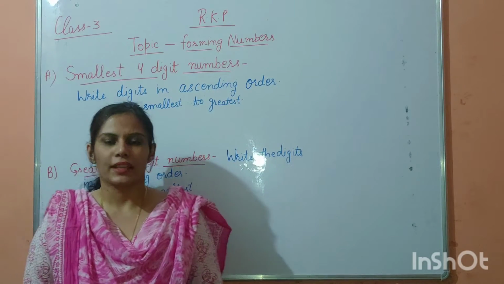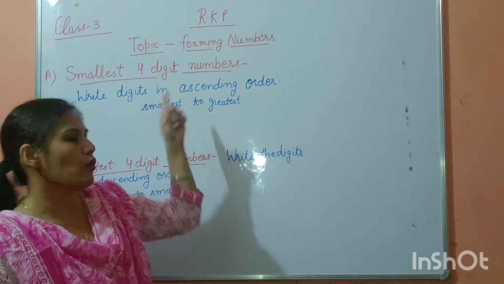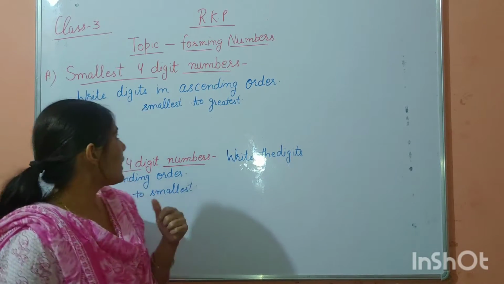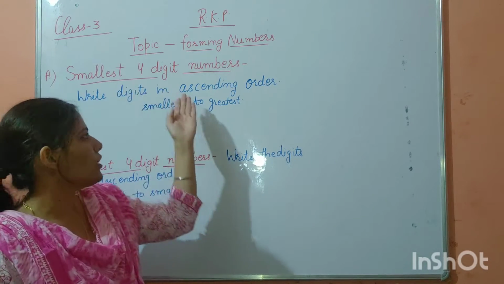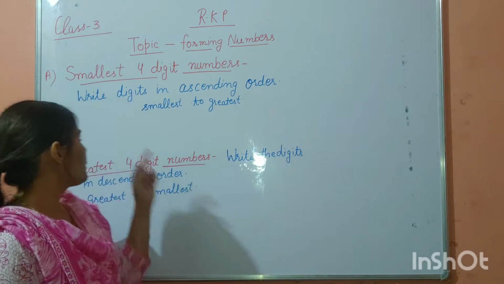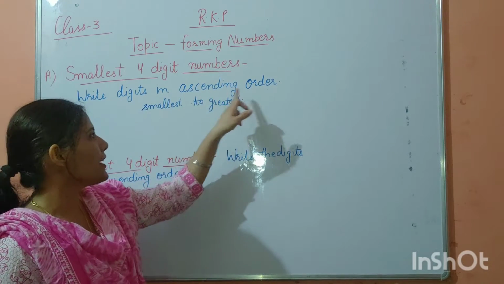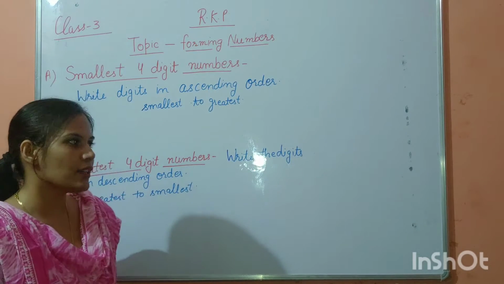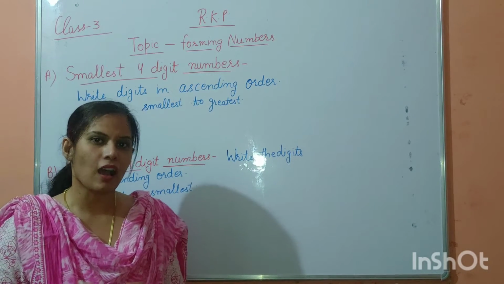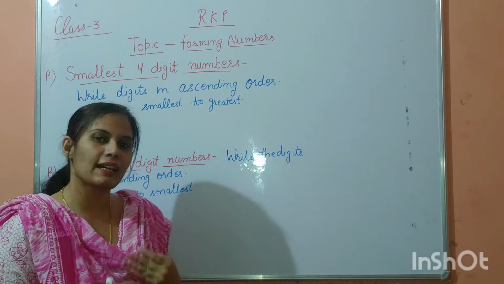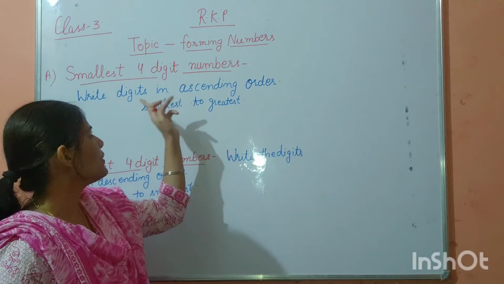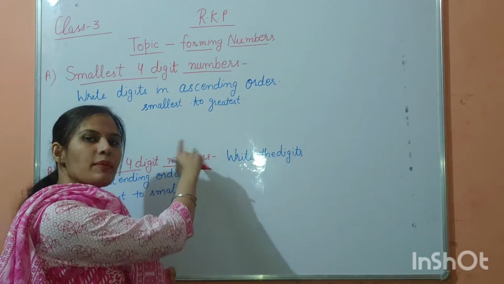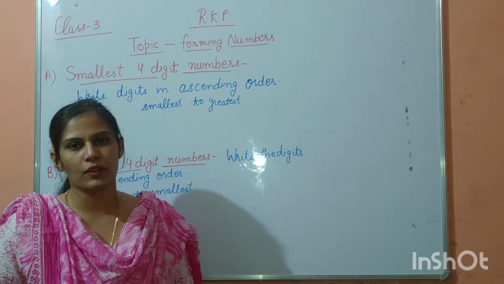Now students, if I want to know the smallest 4-digit number, what will I do? First of all, I should know how to get the smallest 4-digit numbers. Write the digits in ascending order, smallest to greatest. Means if you are given some numbers, you will arrange them in ascending order. Means first the smallest will come and at last the greatest number will come.